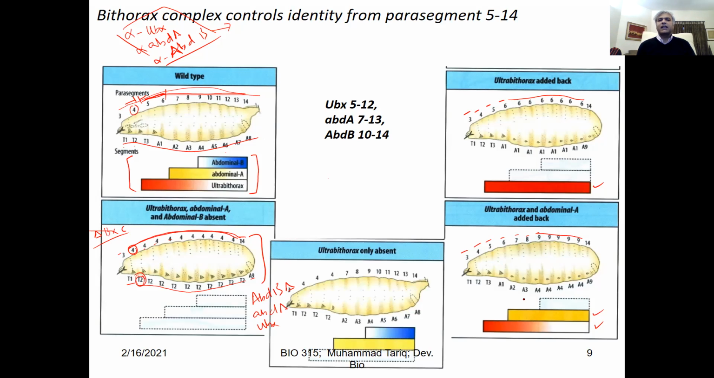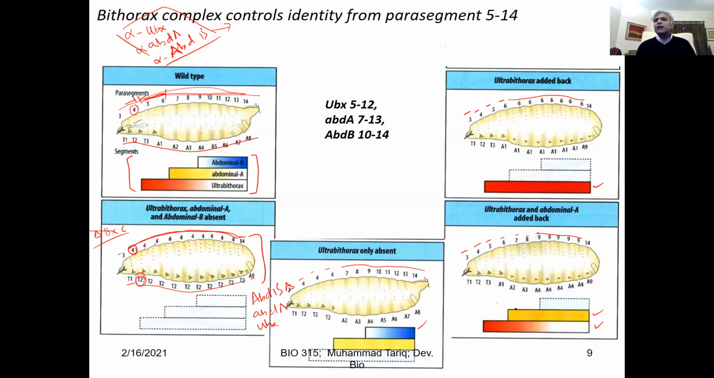so if you bring back now ABDB, you see, and here, what is missing? You have ABDB and ABDA is there, but UBX is missing. Look, here, when UBX is missing, what has happened? 3, 4, 4, 4, 7, 8, 9, 10, 11, 12, 13, 14.